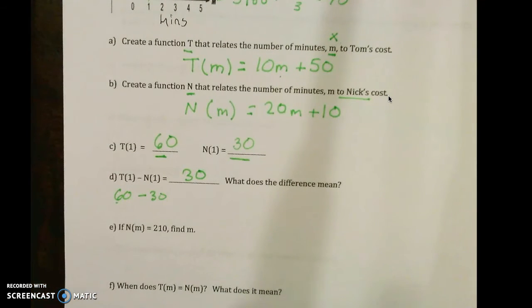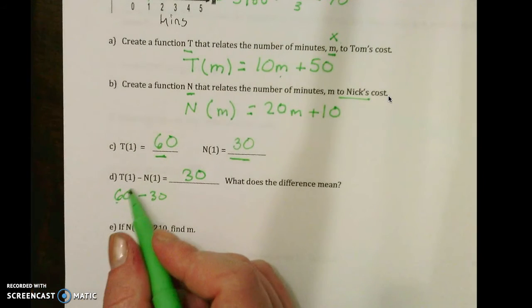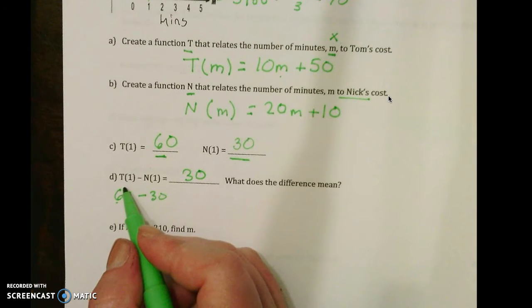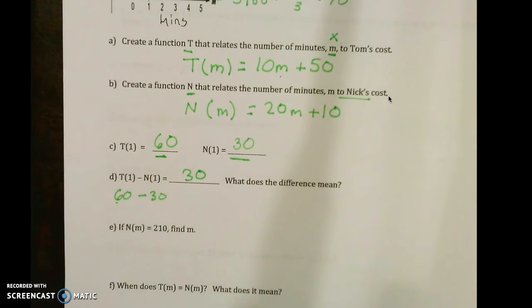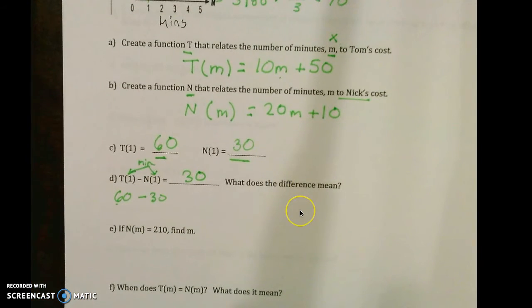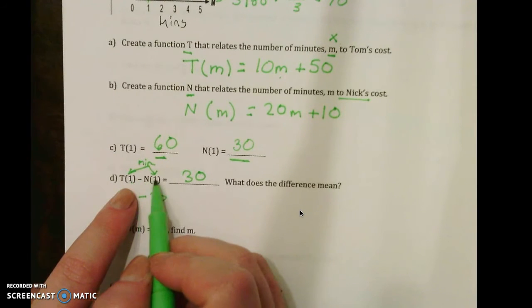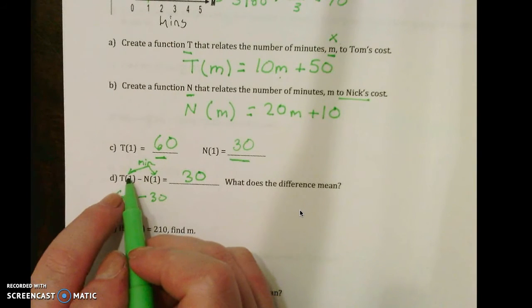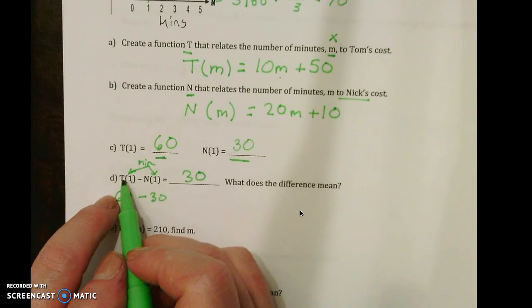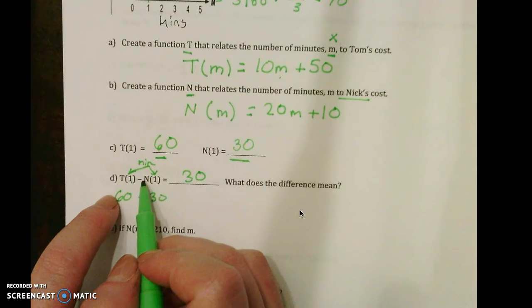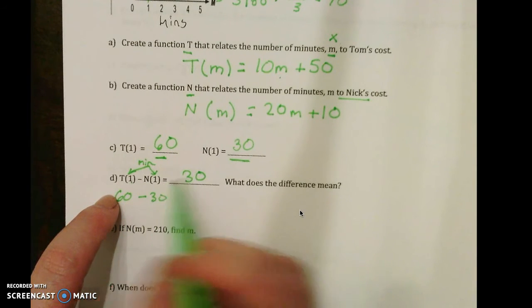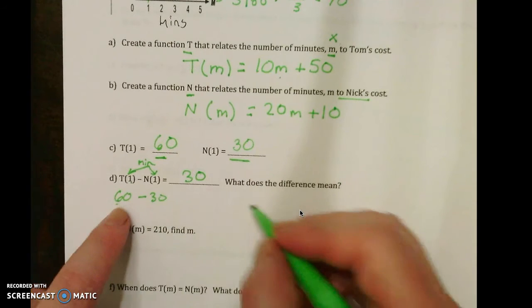What does this difference mean? We know that our input, our domain, is m minutes. So that's saying after 1 minute of Tom talking on the phone and 1 minute of Nick talking on the phone, the difference is 30. What does that mean?